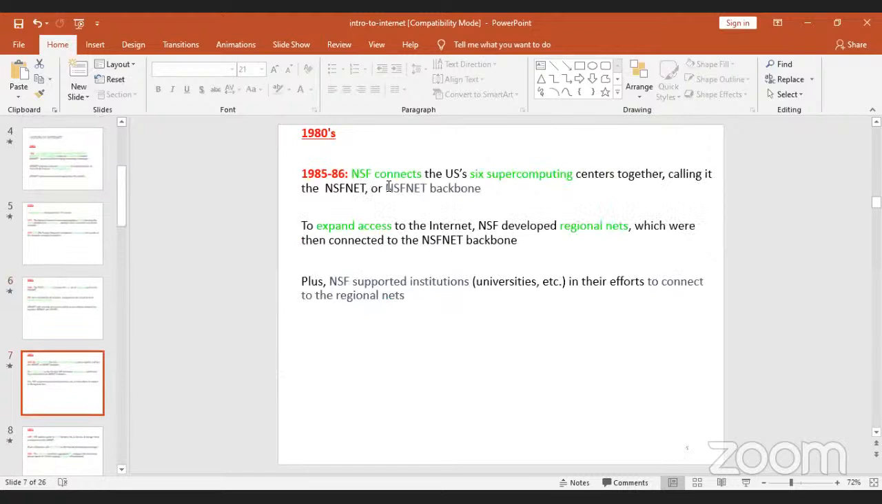After that, between 85 and 86, the National Science Foundation, NSF, connected the US supercomputer centers together, calling it NSFNet. The reason NSFNet was designed was primarily to link supercomputers so that universities could exchange research information and computing power.